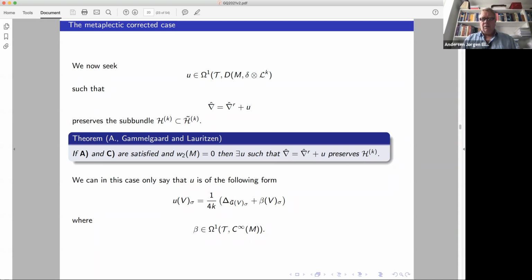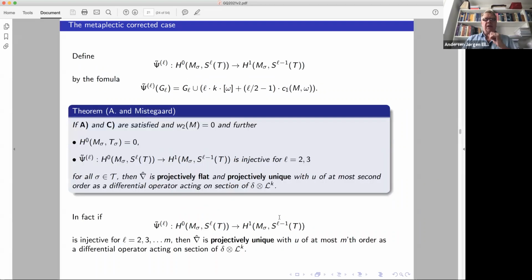There is not as explicit a formula for it. We know what the leading order term of it is, and then it has no first order term, but it has a zero order term, which is implicitly given in this case. Okay, and actually we can say something about projective flatness.